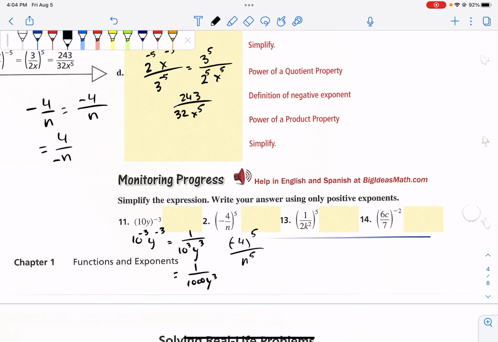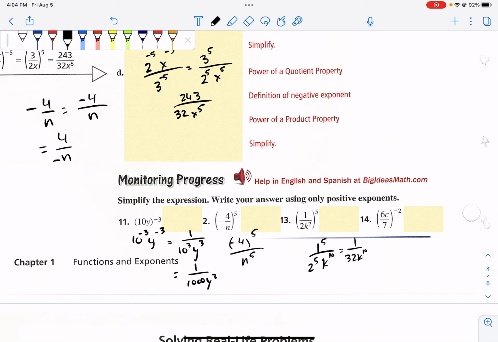Okay, number 13, 1 over 2k squared to the 5th power. Well, that's going to be 1 to the 5th power on top, 2 to the 5th power on the bottom, and k to the 10th power, because I have to multiply those together. And then you can simplify that, 1 over 32k to the 10th.